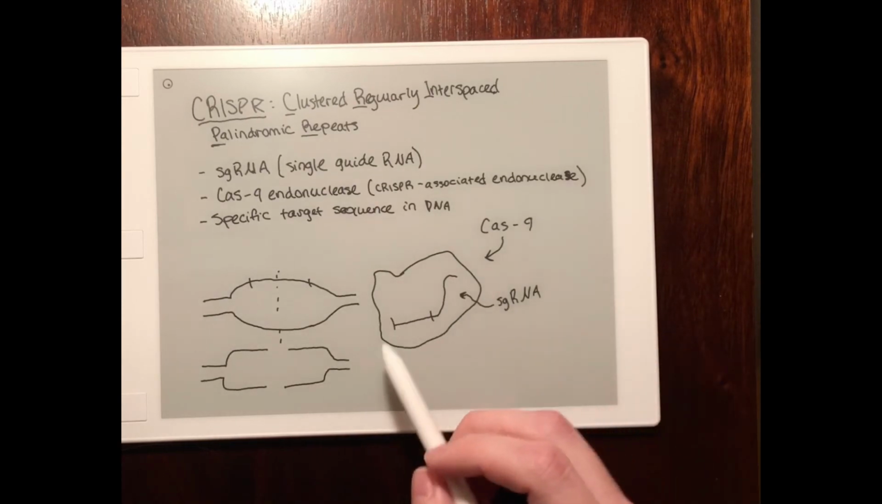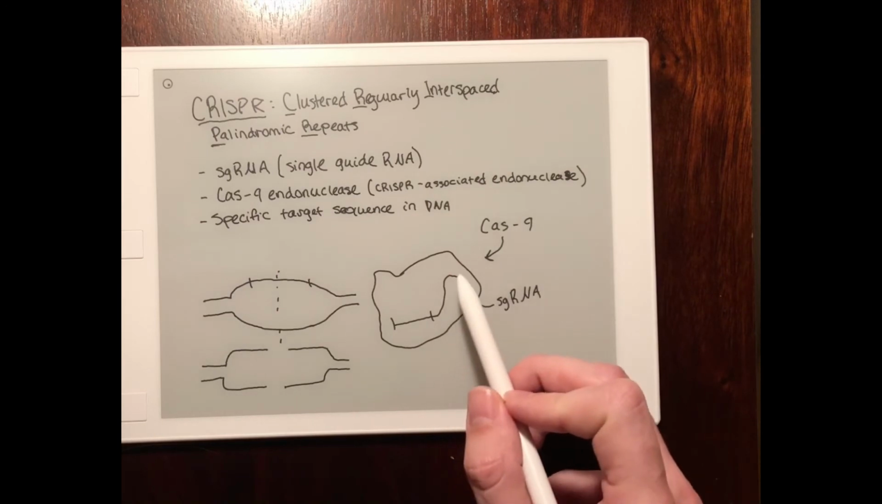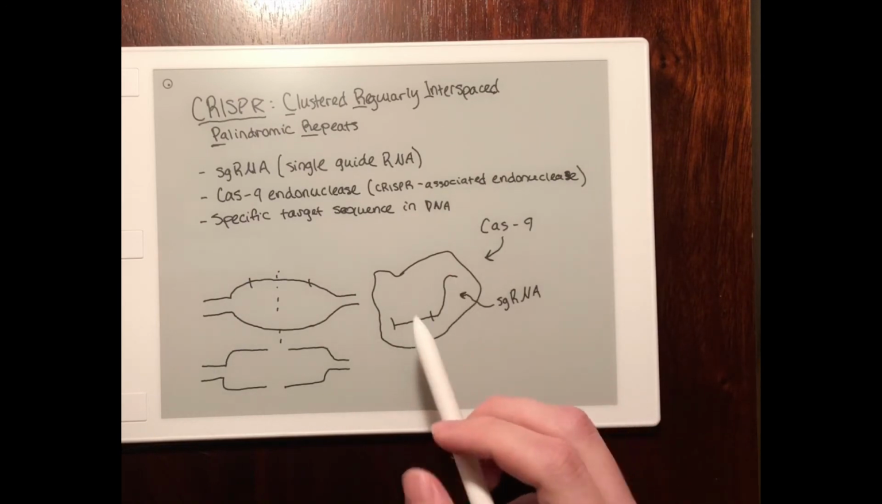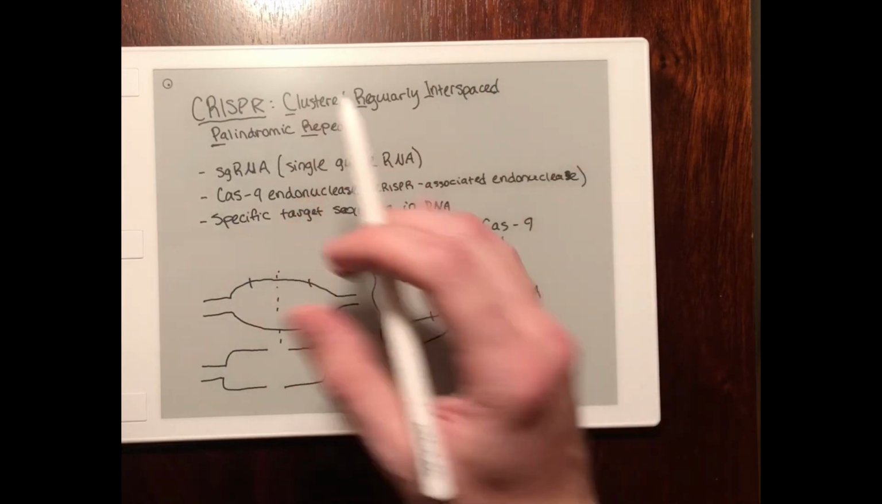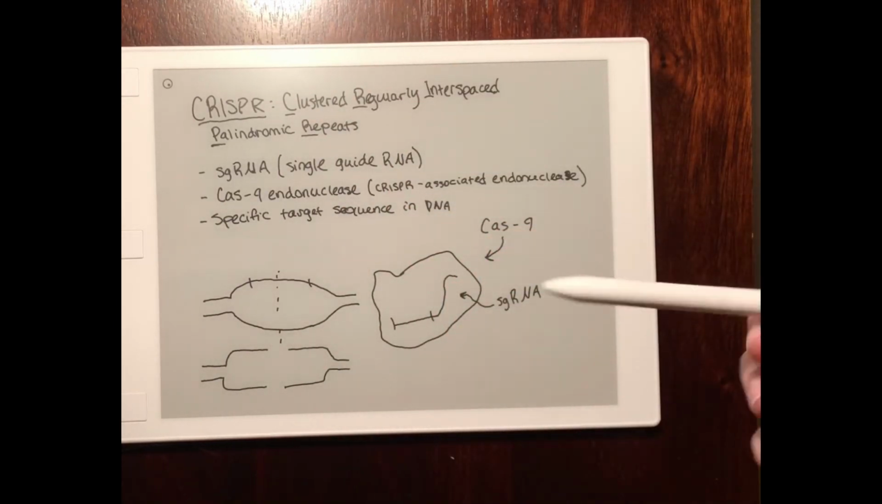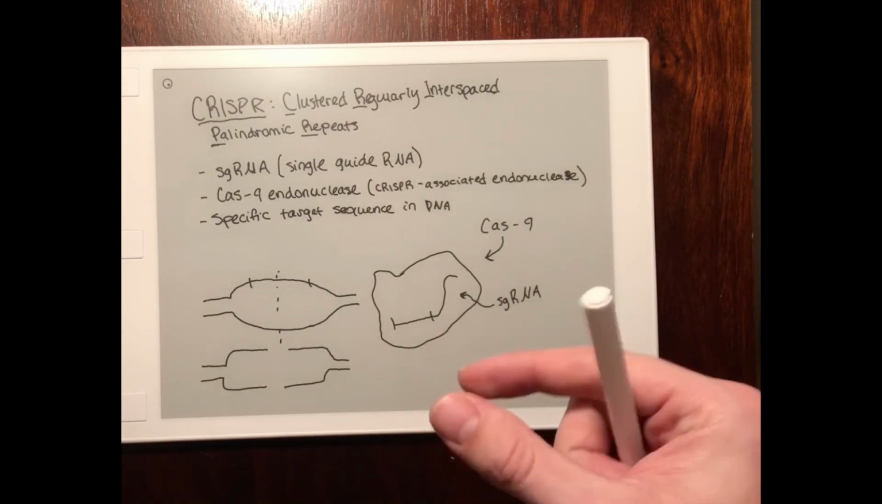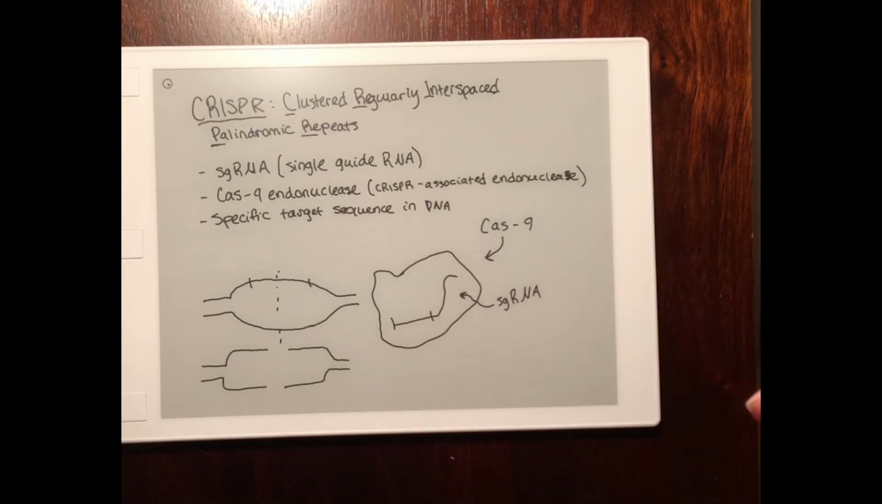So this complex will find your target sequence using the complementary sgRNA that you've designed, and the complex will attach and then cleave the DNA. And this is where researchers could either insert a new sequence, modify an existing sequence, or remove an existing sequence in order to reduce or affect gene expression.